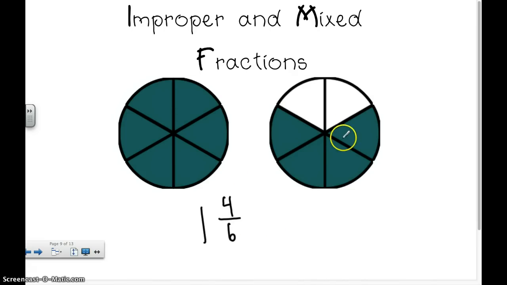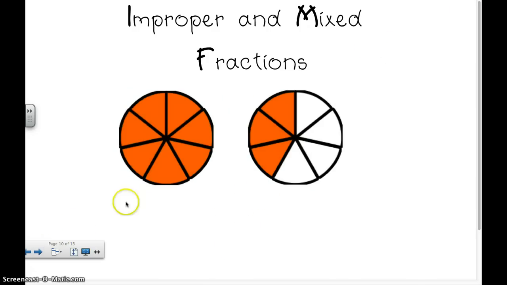So 1 whole and 4 sixths. My denominator is still going to be 6 because only one of these circles is split into 6 pieces. How many total are shaded in? Well, there's 4 over here plus 6. That makes 10 sixths. That's my improper fraction. This is my improper fraction, and this is my mixed fraction.